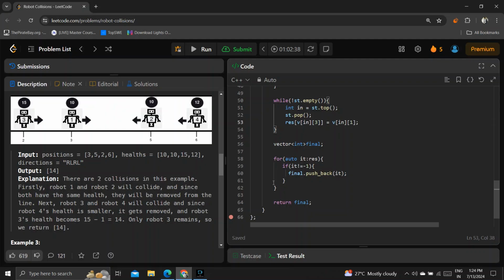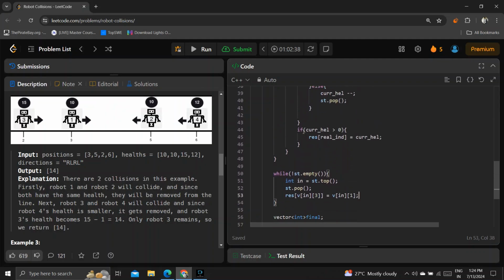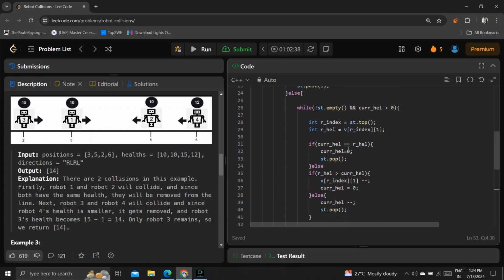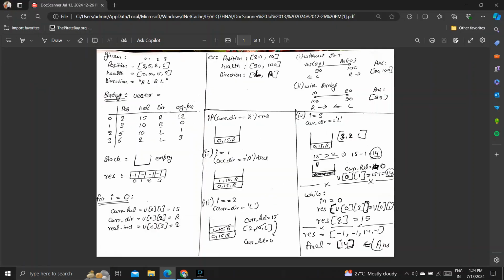So basically, this condition satisfies. Which one? This condition: current health is equal to the right moving robot's health. So this is the right moving robot, and this is the current health. It is 10. By mistake, I have written 15. So basically, they both will collide, they both will die. So we will remove it from the stack, and we will mark this current robot's health with 0. All right. So whenever the current health becomes 0, we will move out from the while loop, and our new stack is this only, right? And we will move to index number 3.